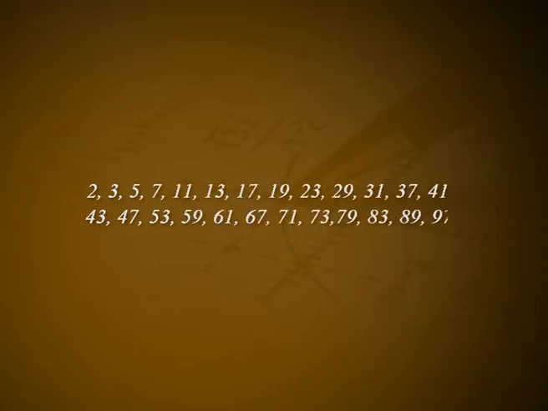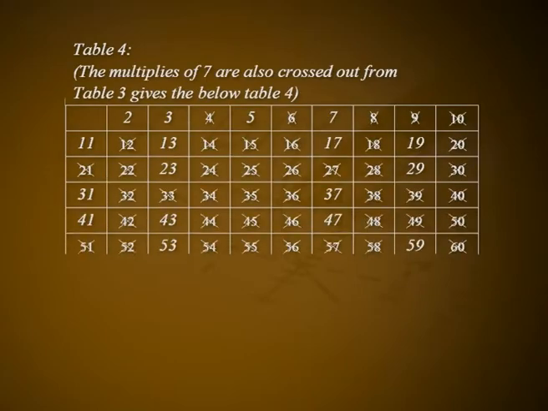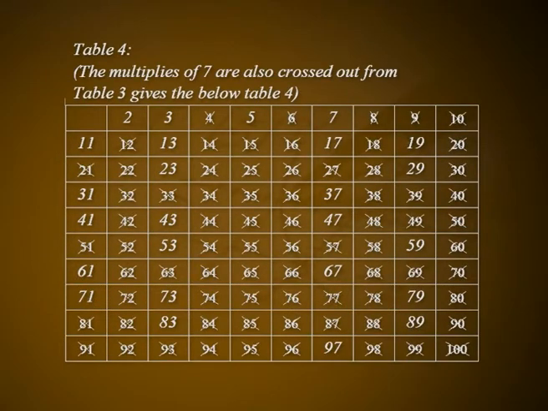The positive integers that remain are 2, 3, 5, 7, 11, 13, 17, 19, 23, 29, 31, 37, 41, 43, 47, 53, 59, 61, 67, 71, 73, 79, 83, 89, 97. These are all of the primes less than 100. Table 4. The multiples of 7 are also crossed out from table 3 gives the below table 4.